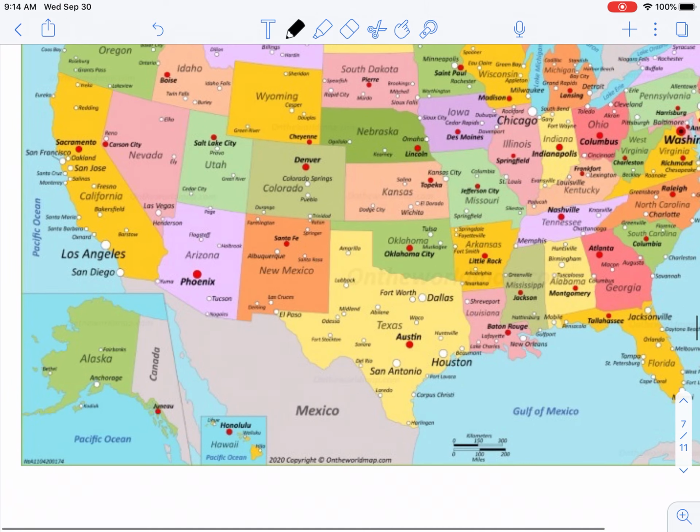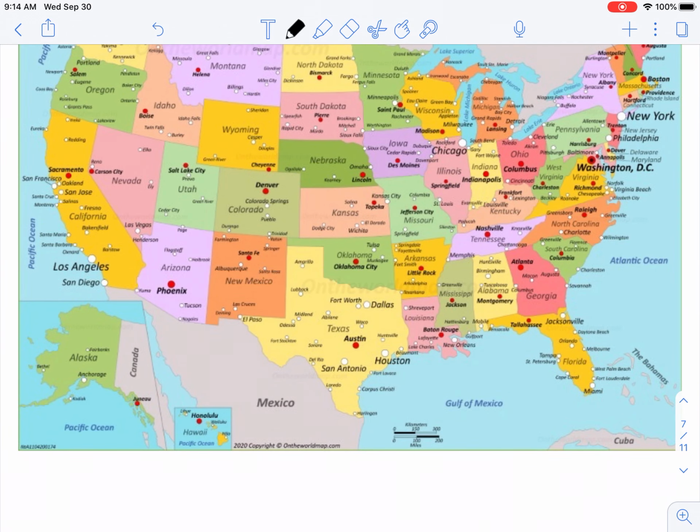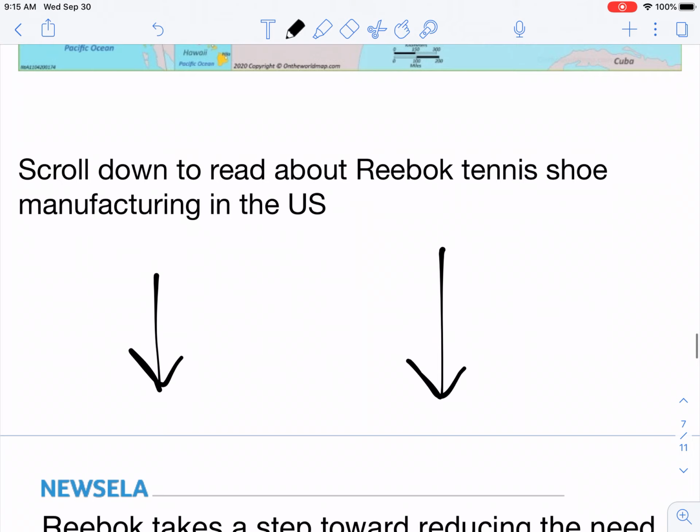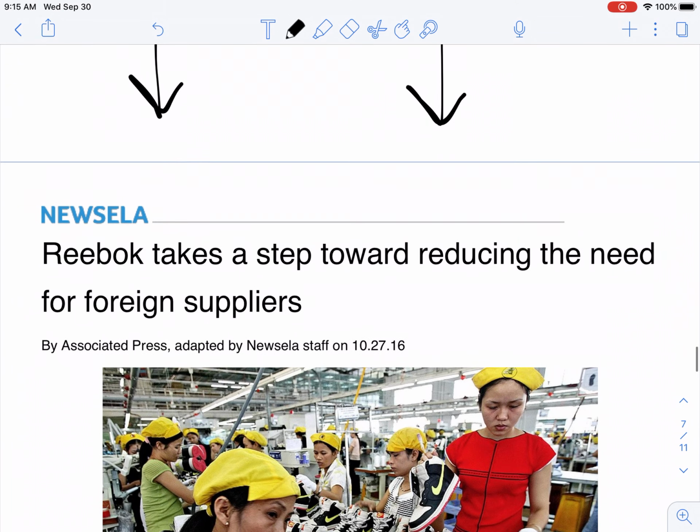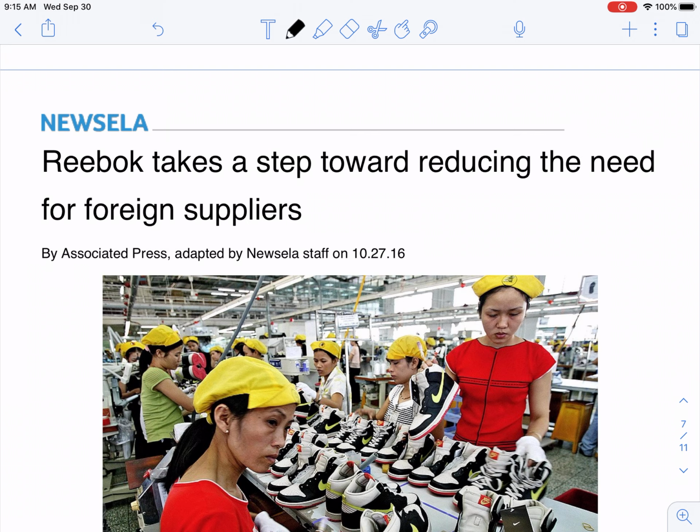The other thing that I want to point out, along with the Weber article, is there is your level 2 vocabulary reading. So it says scroll down to read about Reebok tennis shoes and manufactured in the U.S. We had mentioned before in the notes that a lot of manufacturing jobs were leaving more developed countries, but at the end we talked about how on-time delivery is becoming more and more important. And so this article from a couple years ago talks about Reebok shoes and how they've taken a step towards reducing the need for foreign suppliers of products and how they're reopening shoe factories in the United States.